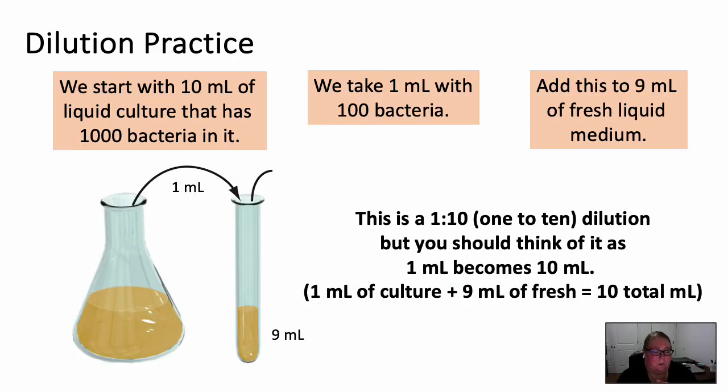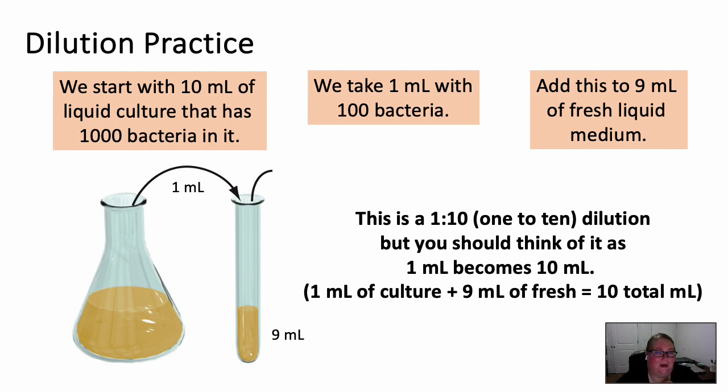Okay, so what if we take 1 milliliter of our concentrated sample? That's going to be 1 milliliter with 100 bacteria in it. We take it and put it in its own clean test tube. So we take 1 ml, and then to this 1 ml, we're going to add 9 milliliters of fresh liquid broth. This is going to be a total of 10 milliliters of broth. So we took these 100 bacteria and diluted them down into 10 milliliters.